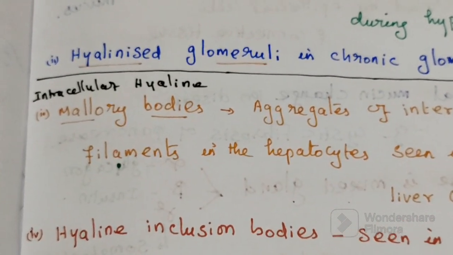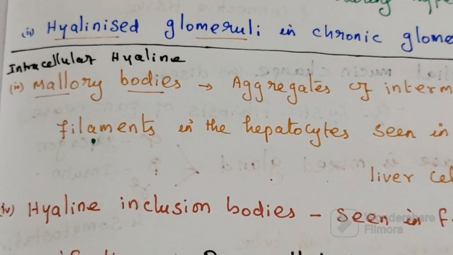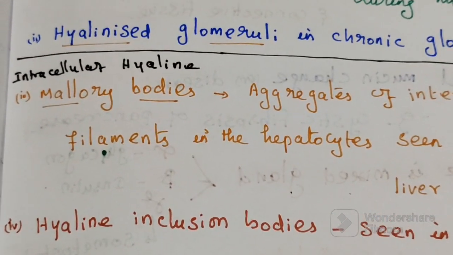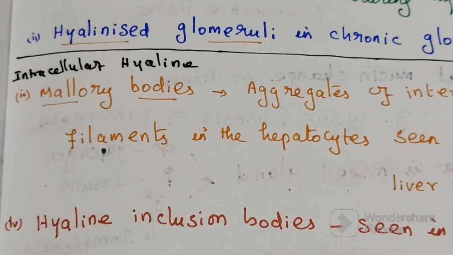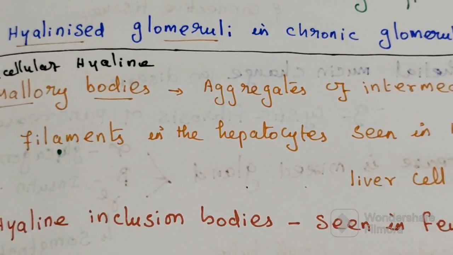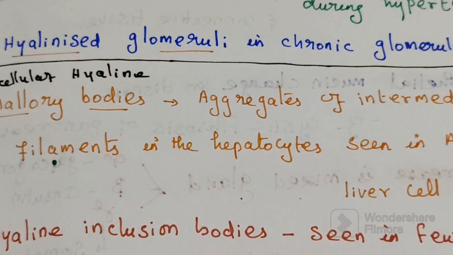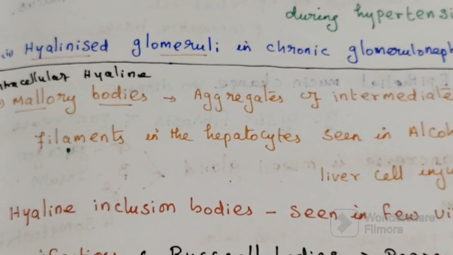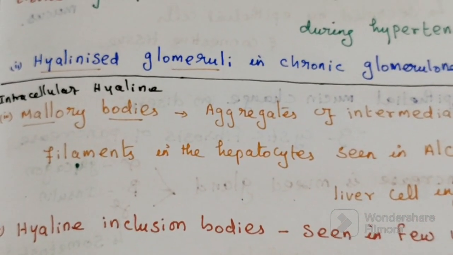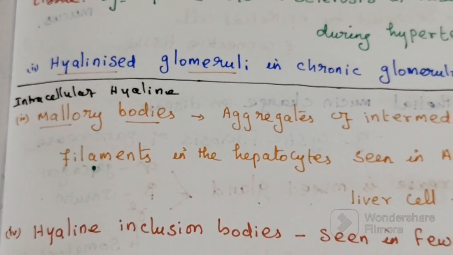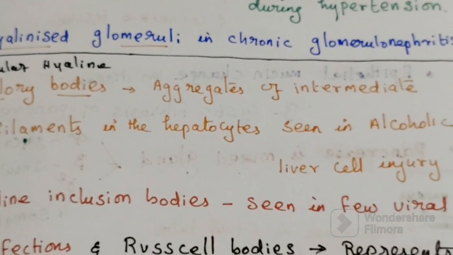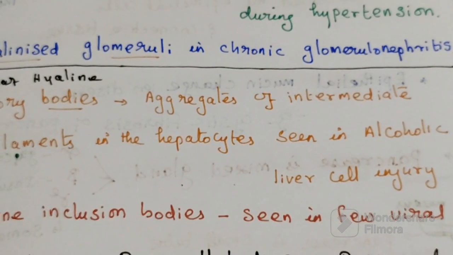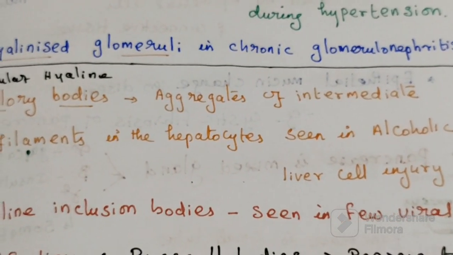Intracellular hyaline, a few other examples of intracellular hyaline: Mallory bodies. These Mallory bodies are aggregates of intermediate filaments in the hepatocytes, which are predominantly seen in alcoholic liver cell injury, or alcoholic hepatocyte cell injury.